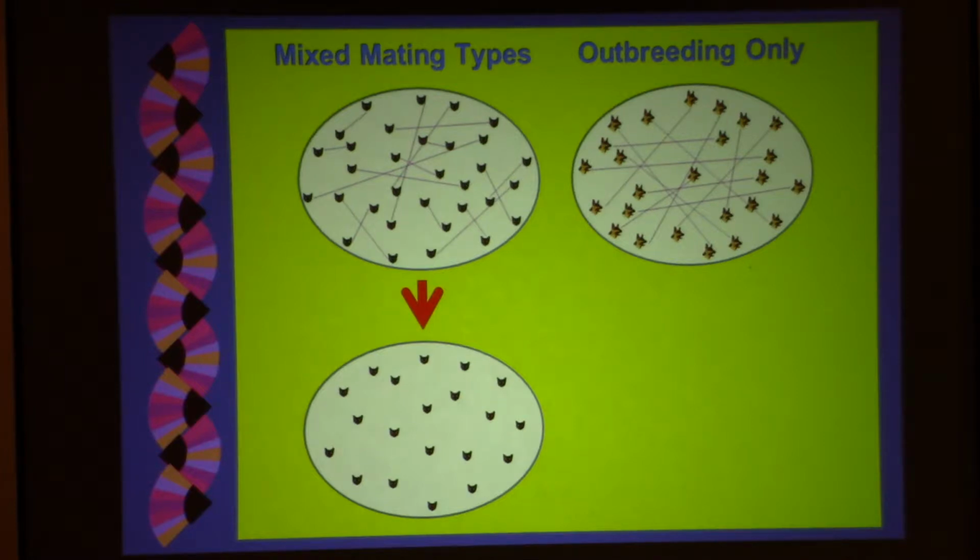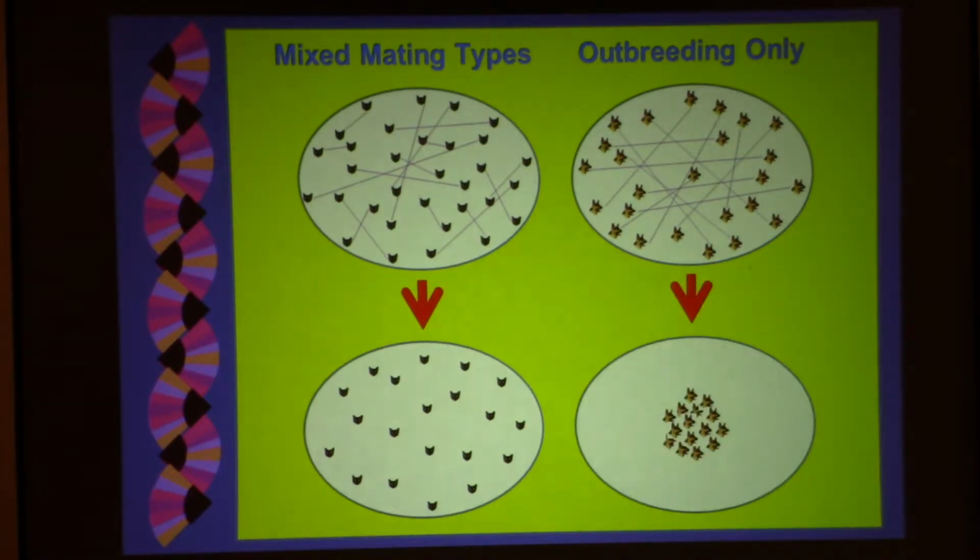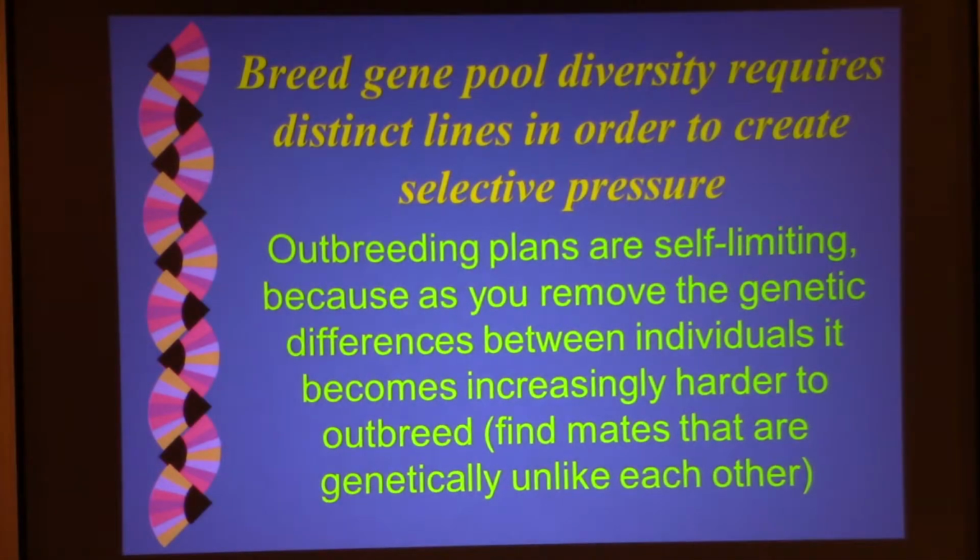have a diverse gene pool because you've got individuals all over that circle there. But if you're outbreeding only, everybody's going to end up in the middle, and they're going to be the same because you're only selecting for homozygosity in that regard. Breed gene pool diversity requires distinct lines in order to create selective pressure. We want differences within breed diversity. We need differences between dogs. We don't want to make them all the same.